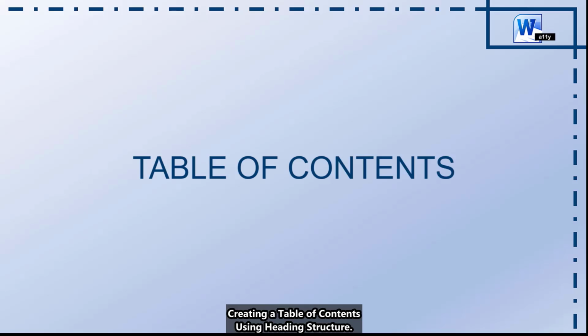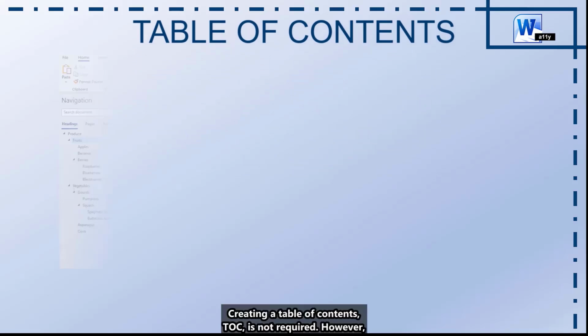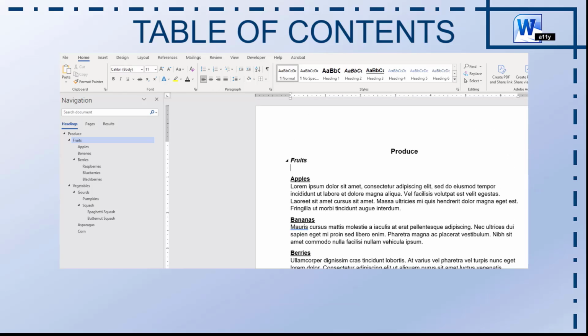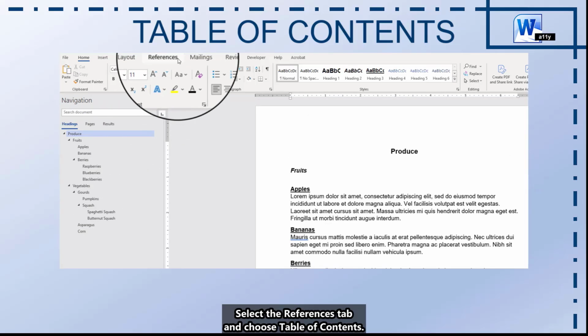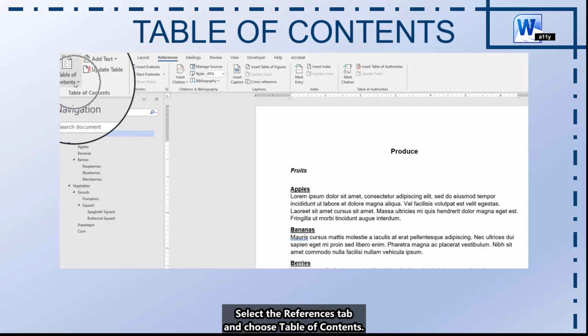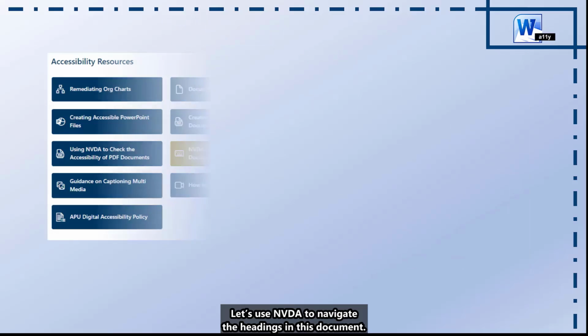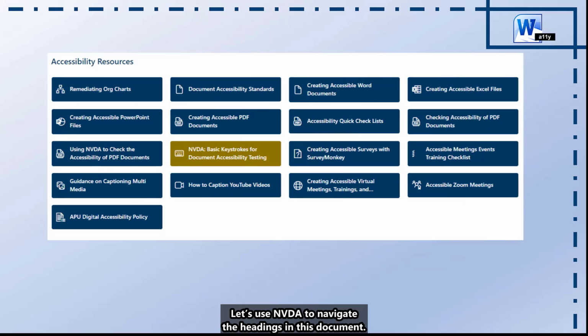Creating a table of contents using heading structure. Creating a table of contents, TOC, is not required. However, once built-in headings are assigned, a table of contents with internal links can be created. Simply place cursor focus where the TOC will appear, select the References tab, and choose Table of Contents. Select the preferred style. Let's use NVDA to navigate the headings in this document.